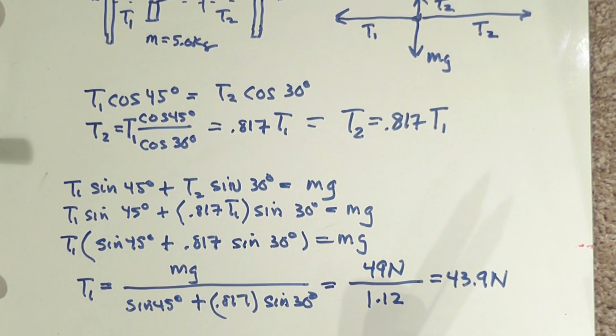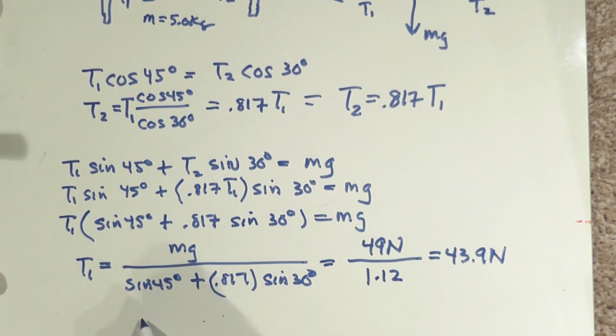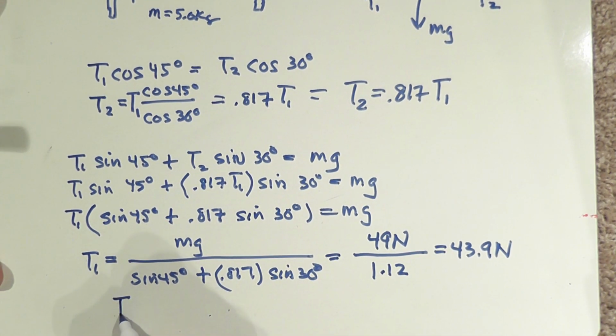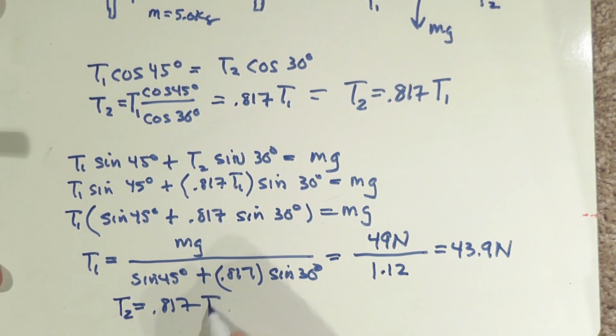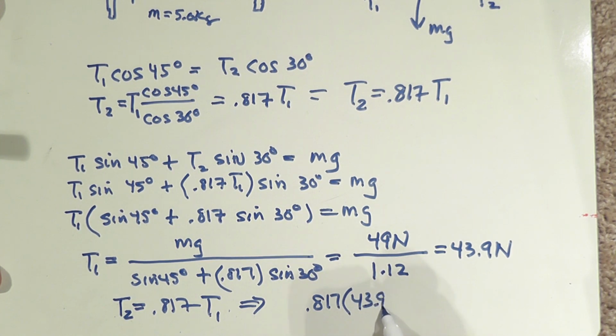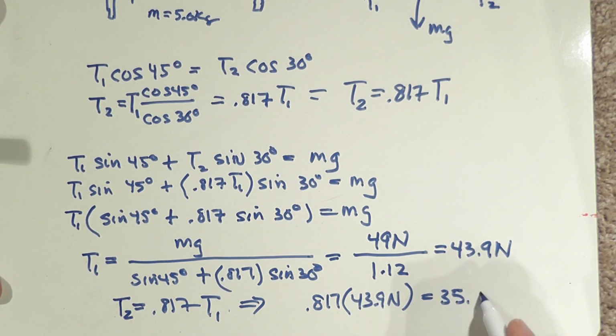Now let's solve for T2. Remember, the other equation was T2 is equal to 0.817 T1. So 0.817 times 43.9 newtons, and this is equal to 35.9 newtons.